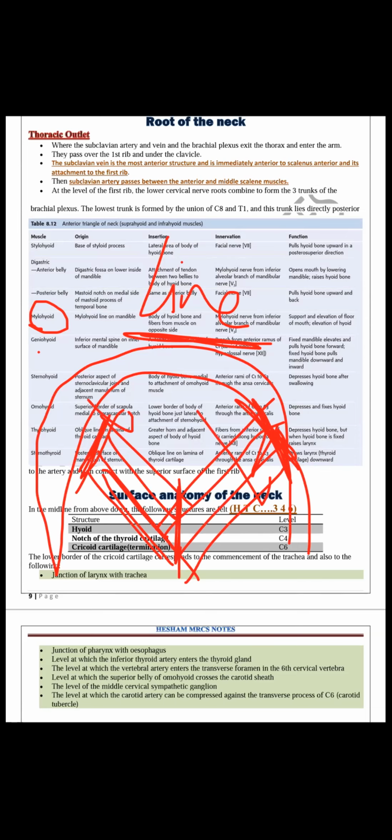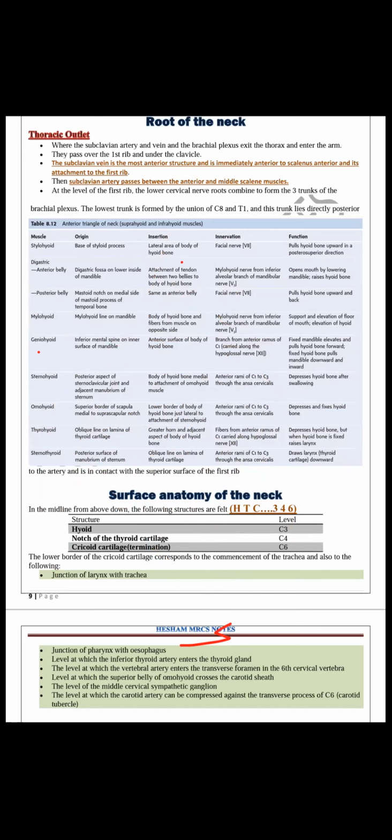From the mylohyoid line, the fibers pass backward and medially. The anterior three-quarters are inserted into the medial raphe, while the posterior part is inserted into the body of the hyoid bone. What is the innervation of this mylohyoid muscle? It is the nerve to the mylohyoid, which arises from the mandibular branch of the trigeminal nerve. For all other muscles, origin and insertion are not needed, just know the innervation.